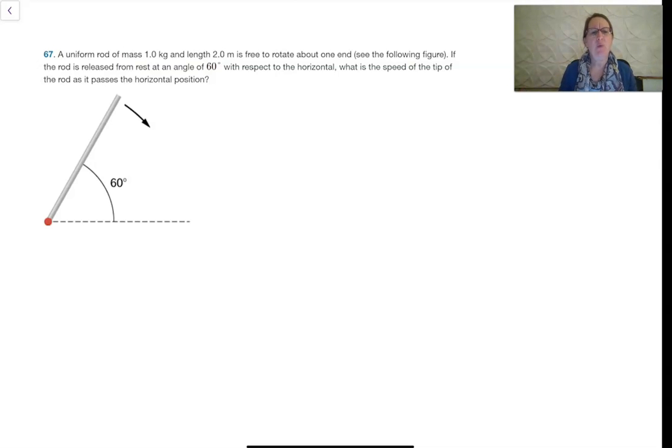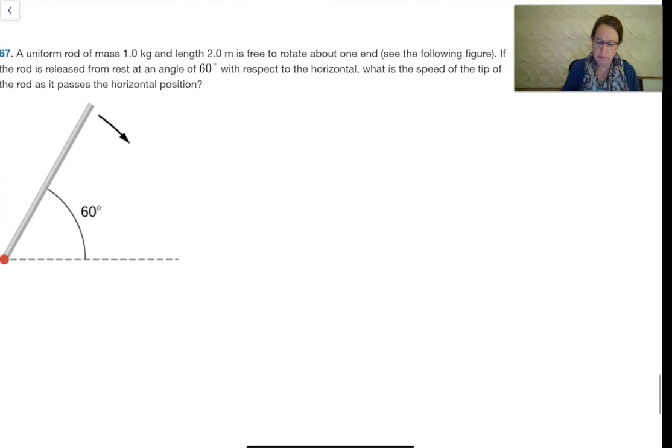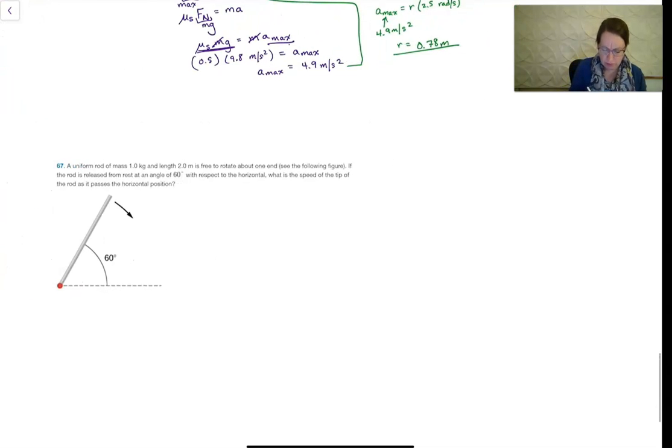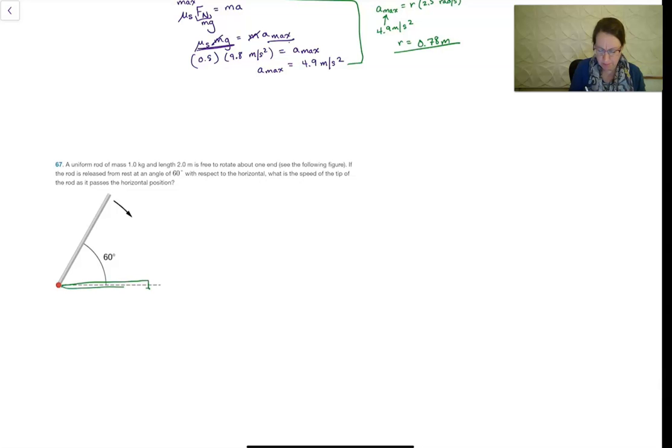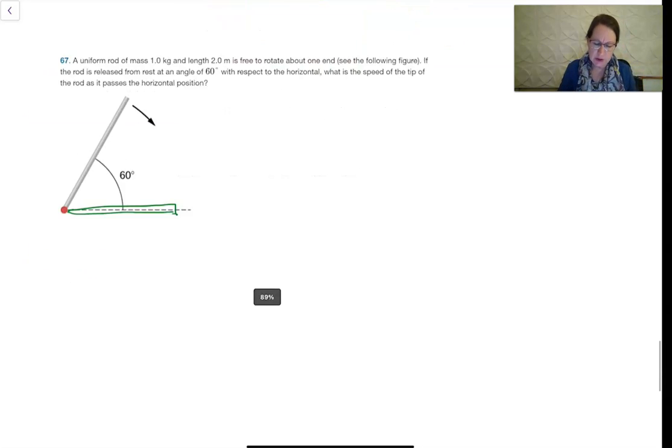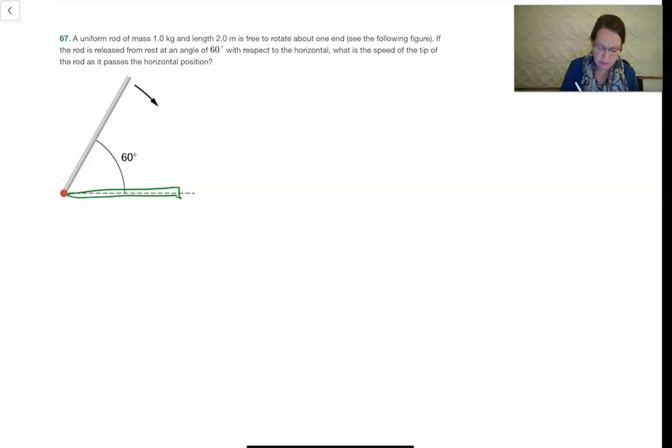So this is a problem where we've got an object, a rod, that's in the air and it's going to fall down and then land flat, sort of right here, right? And so the question is, what's the speed of the tip of the rod? So what's V right at this point?